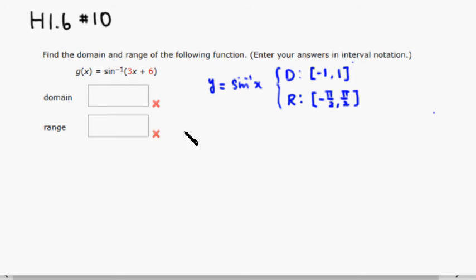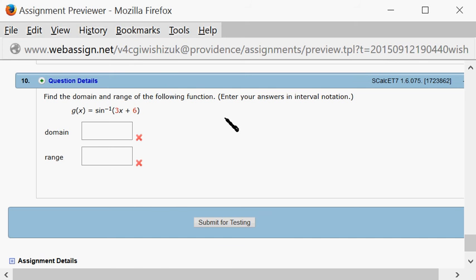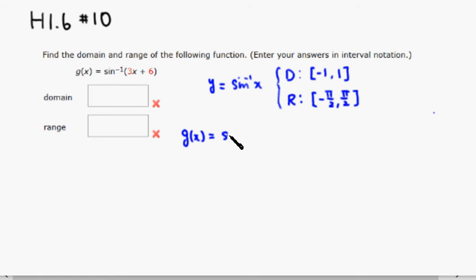So g of x is arc sine of 3x plus 6. I'm going to rewrite it a little bit and factor out the 3, so it's 3 times the quantity x plus 2. There are a couple of transformations we need to look at. The first one is this, and then the second one is this.